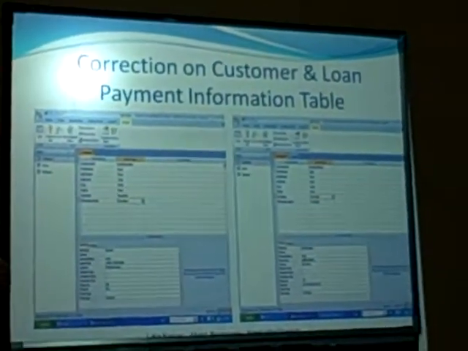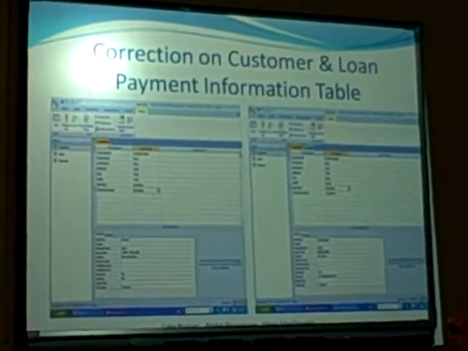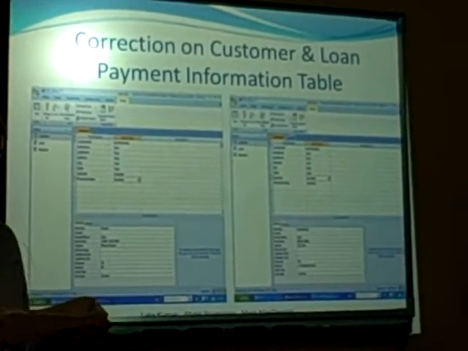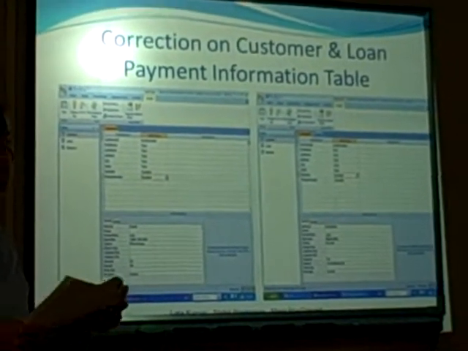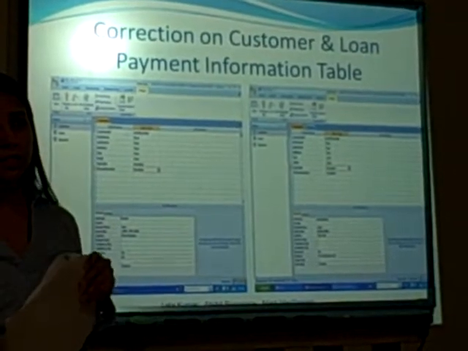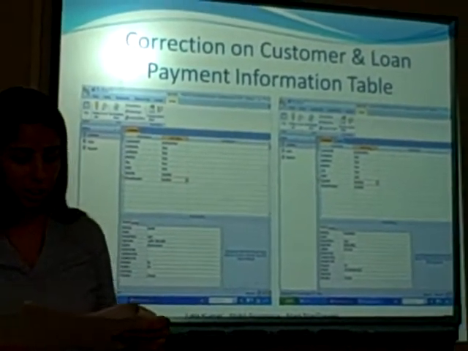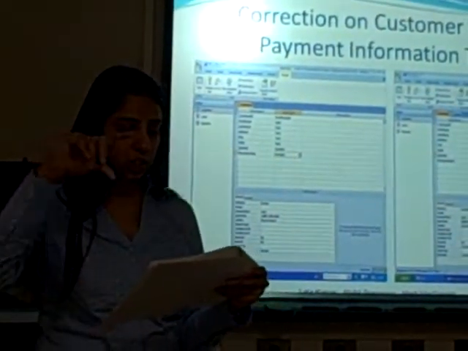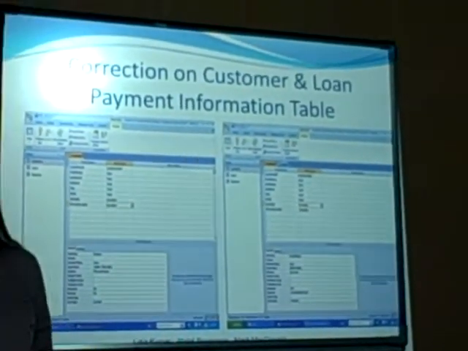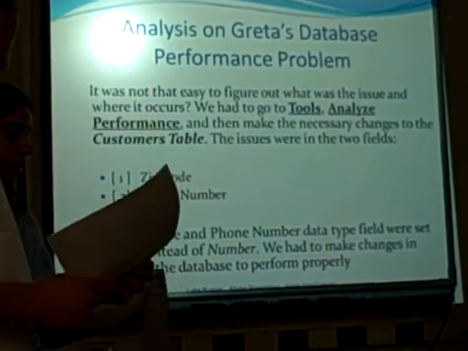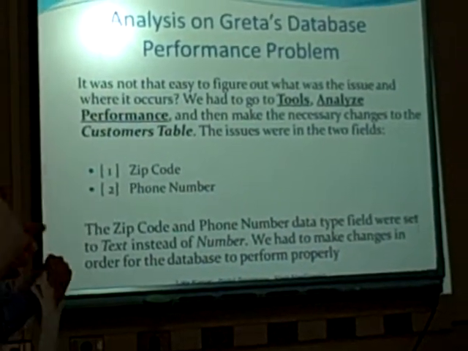And then this next one, this was the problem on Greta. There was a power cut shortage, and she was unable to enter the loan payment information into the database. We couldn't figure it out. It took us an hour at least. Then we went to the design view of the customers and loans, and we changed the zip code and the phone number, and then it worked. On the next page, we are going to tell what it really is, and Assam is going to explain this.